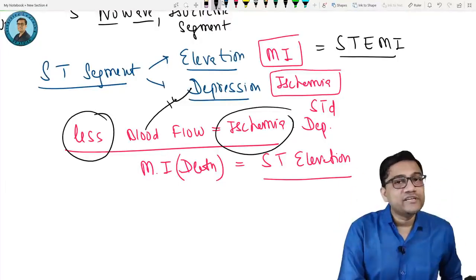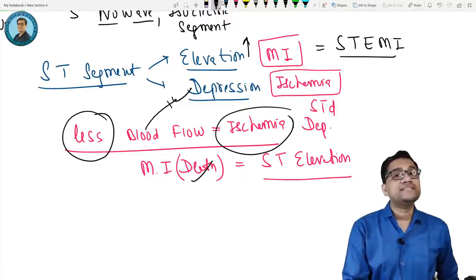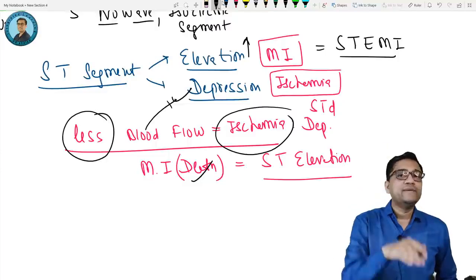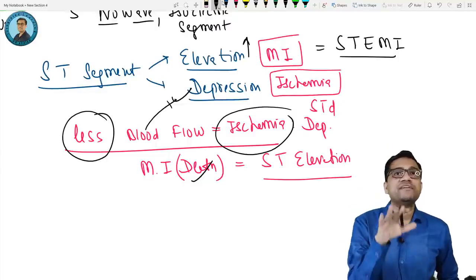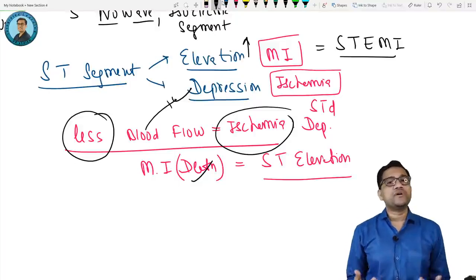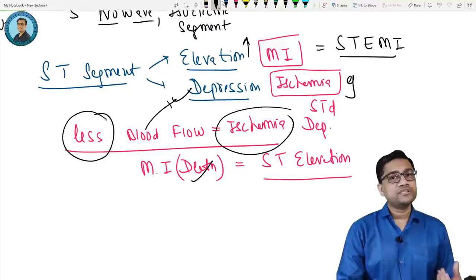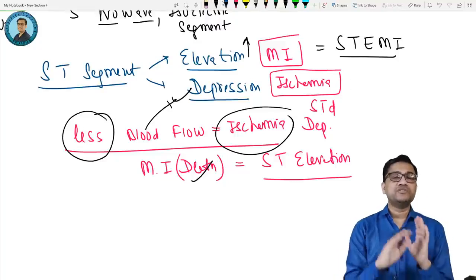Remember, elevation is when the tissue is actually dead. That is, death is elevation mostly. And depression is when it is suffering from lack of blood. So ischemia mostly causes depression. MI mostly causes what? Elevation. Example, unstable angina, or all these conditions. We'll discuss it later properly, but right now just remember elevation.